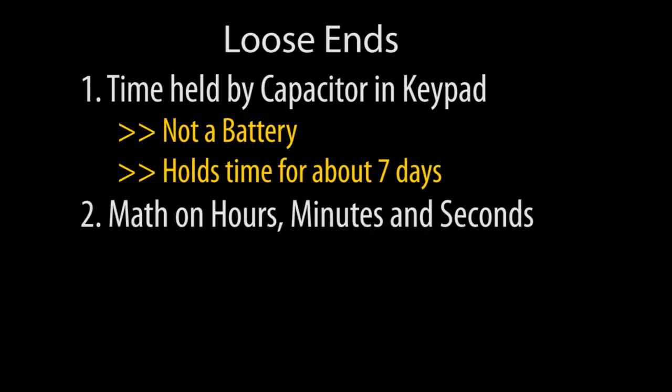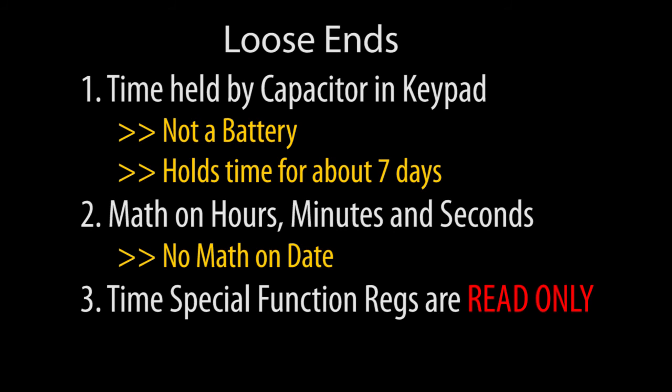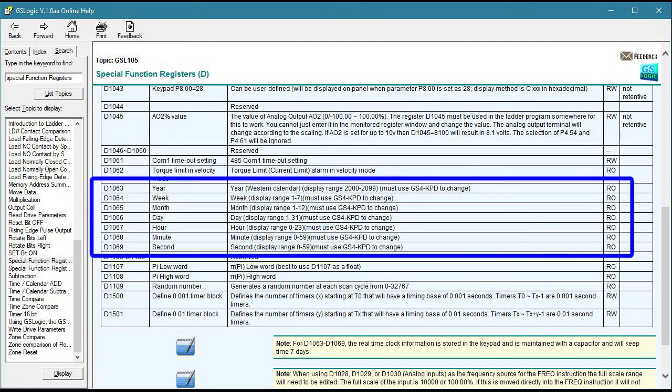While the PLC can read time and date, it can only manipulate time, that is hours, minutes, and seconds, using the time functions. Those time functions don't operate on days, months, or years. The PLC can't write to the time registers. The PLC can read the time and perform operations on time numbers, but it can't write to the drive's time registers. You can see that in the special function register chart.